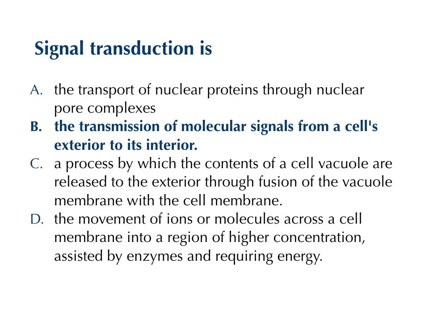Okay? You can recognize some of the others here, like in C, a process by which the contents of a vacuole are released to the exterior through fusion of a vacuole membrane with the cell membrane is a form of exocytosis, whereas in D, you're having a secondary active transport.